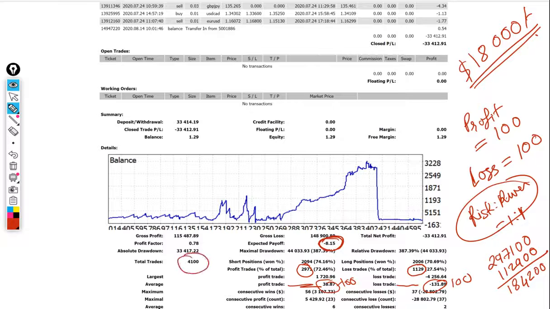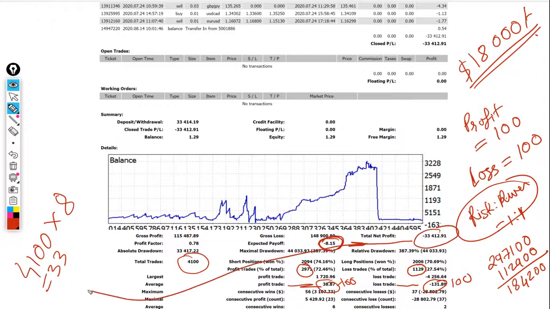And I guess it is a very good profit on his capital of $30,000, getting the $18,000 profit consistently. And you can see here that the expected payoff is $8 less. And why do these losses happen? Because total trades are 4,100, and in each trade he is making a loss of $8. So it's definitely a 33,000 loss.